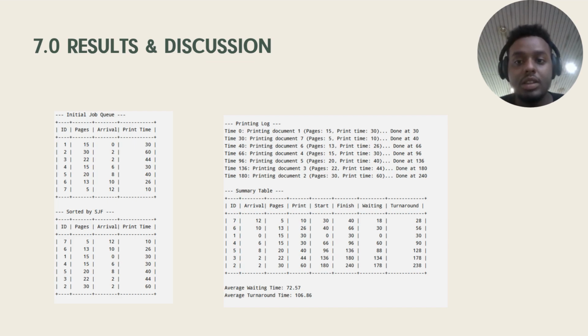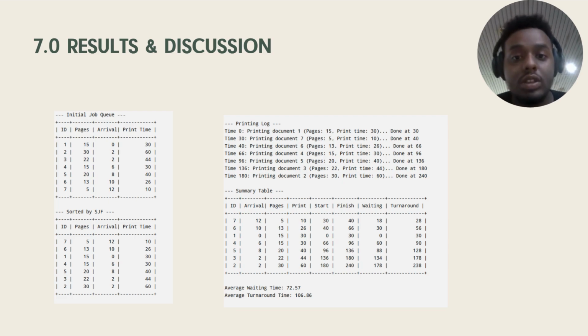These statistics help provide a quantitative measure of the scheduling algorithm's efficiency. Lastly, as you can see here, this is the output of the program. It shows the initial job queue, which is what we hard coded in, and the queue sorted by shortest job first, which chooses the one that has the shortest job and puts it at the head of the buffer, at the beginning of the buffer.